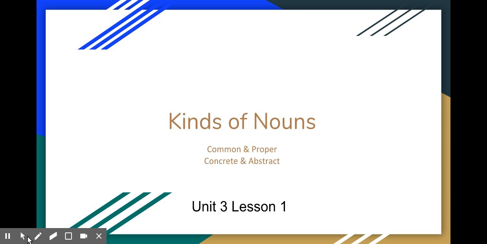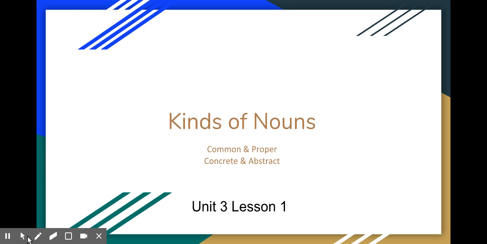Now, that's not a mistake. In our grammar books, the units for grammar are odd numbers for the most part. So, Unit 3 really is our next unit. And in Unit 3, we're going to be discussing nouns. This is actually a very short unit. I believe there's only 5 lessons for us to get through.